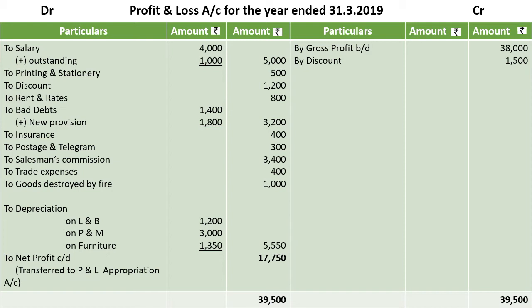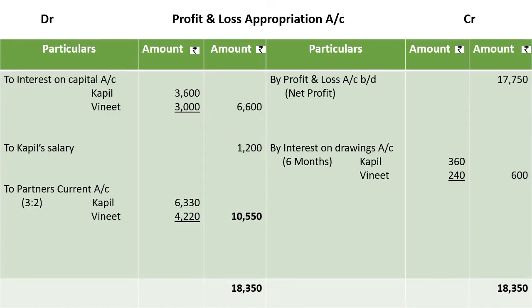I have written carry down as net profit because it should be carried forward to profit and loss appropriation account. Okay. Next is profit and loss appropriation account. I have brought down net profit to the credit side of profit and loss appropriation account, 17,750. Next, the adjustments which are related to partners only must be brought down to profit and loss appropriation account.